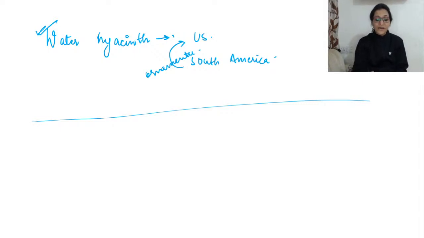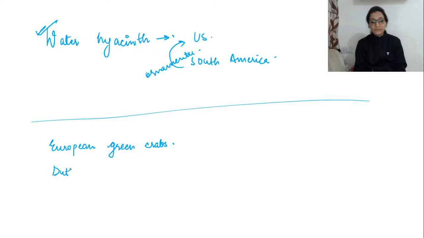There are some other examples which we are not going to discuss in detail, but I want you to just see them. That is, European green crabs are an example of an invasive species. Then Dutch elm disease is another example. Then Asian carp is another example. Then zebra mussels.